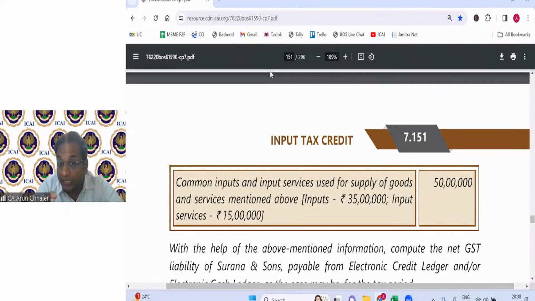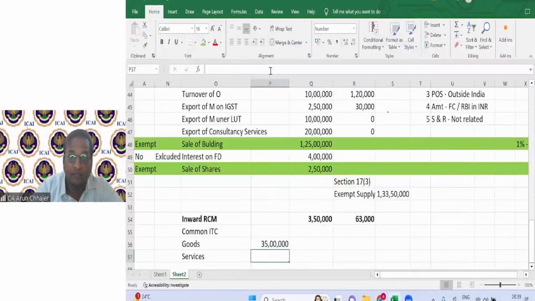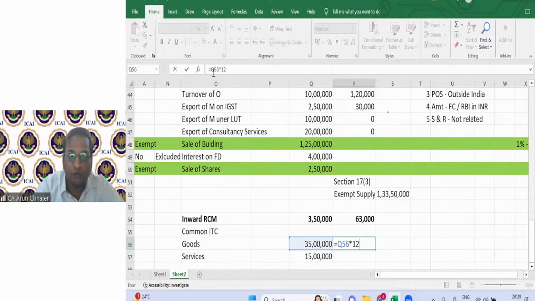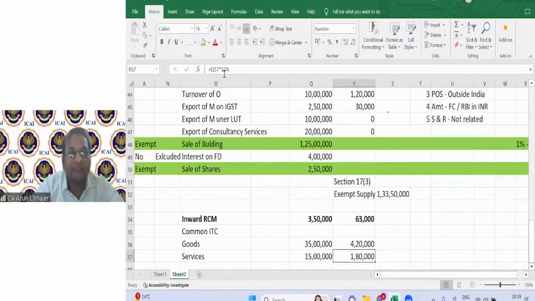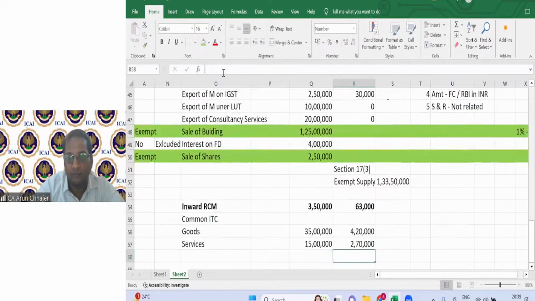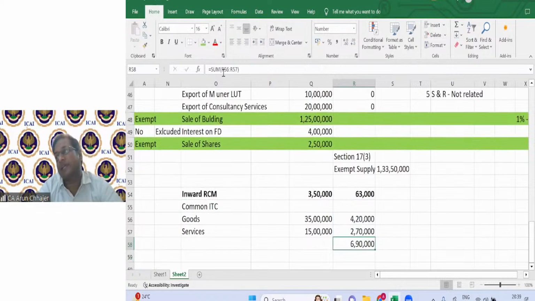They are talking about input and input service. Common input and input service, they are not talking about the GST component. So we need to calculate the GST component, right? 15 lakh. कितना इसके ऊपर टैक्स होगा? 12% for goods and 18% for services. So the total is 6,90,000.